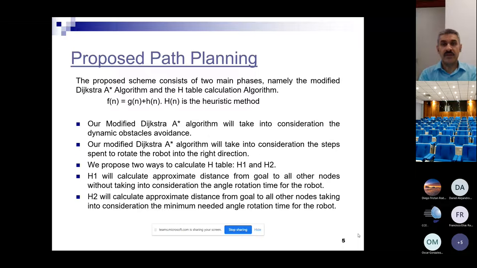So the proposed algorithm consists of two main phases. Namely, we have the modified Dijkstra-Heitstad algorithm and the edge table, or the heuristic table calculation algorithm. So usually when I decide the minimum path between A and B points, let's say, F of N is actually the actual path distance so far, plus an approximation or heuristic function that approximates the remaining distance to reach the goal. So our modified A-star algorithm will take into consideration dynamic obstacle avoidance.